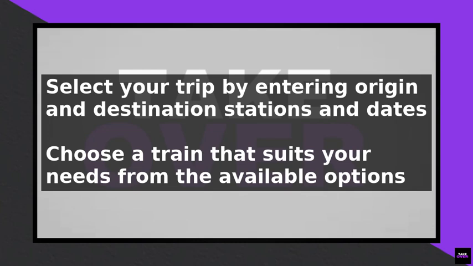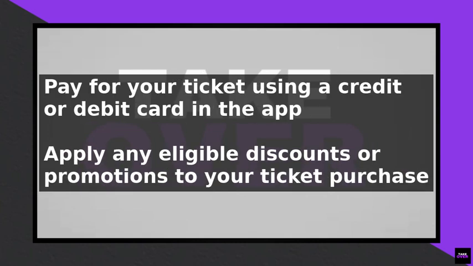Your mobile ticket will include your name, the train number, and the departure and arrival stations. It will also have a QR code that you can use to board the train. To board, simply show your mobile ticket to the conductor, who will scan the QR code and verify your ticket.